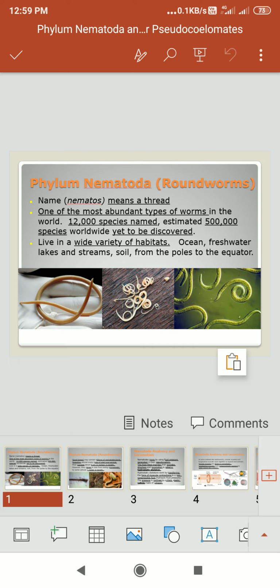We have to learn about the phylum Nematoda. The Nematoda is also called the roundworm because this animal looks like a roundworm structure.